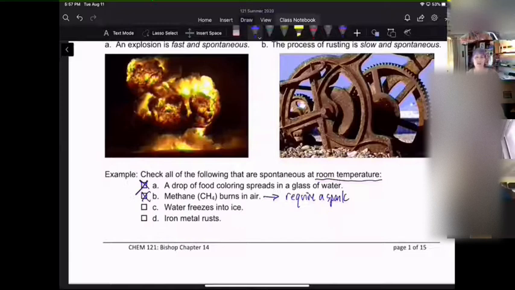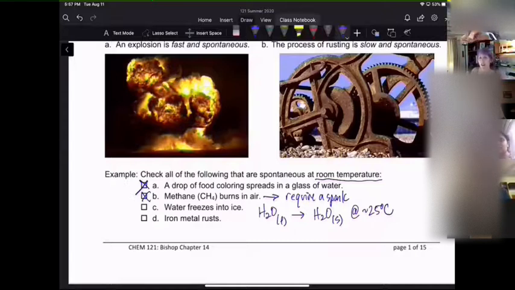What about water freezing into ice? Is that spontaneous at room temperature? So liquid going to solid at about 25 degrees C. Yeah, that is not spontaneous. It's spontaneous in the other direction. So if you had ice cubes, they would spontaneously melt at room temperature. And then what about iron rusting, iron metal rust? Yes, that one is spontaneous at room temperature.